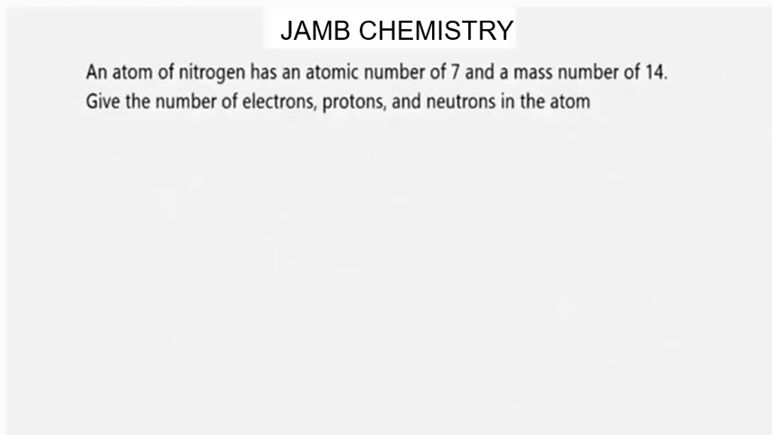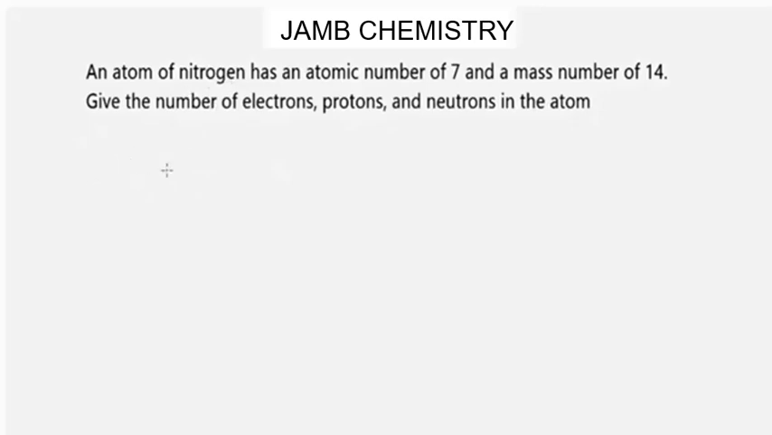Okay guys, let's look at the chemistry practice question. It says an atom of nitrogen has an atomic number of 7 and a mass number of 14. Give the number of electrons, protons, and neutrons in the atom. Feel free to pause this video and see if you can figure this out. Okay, let's do it together.